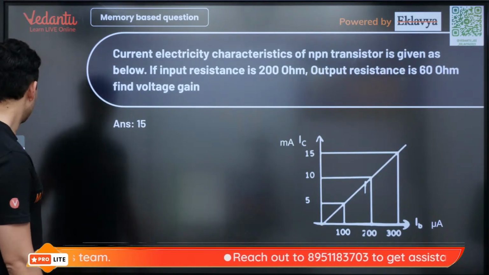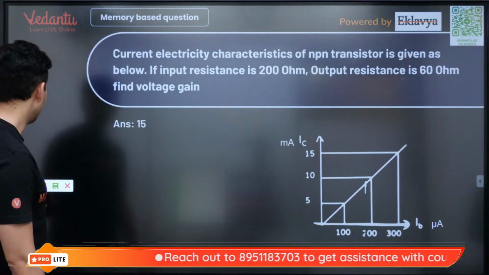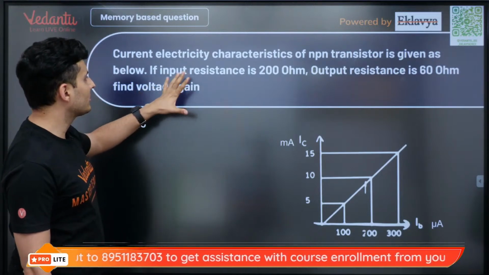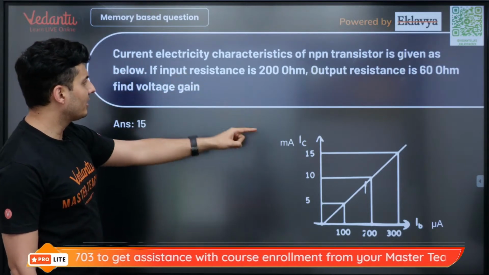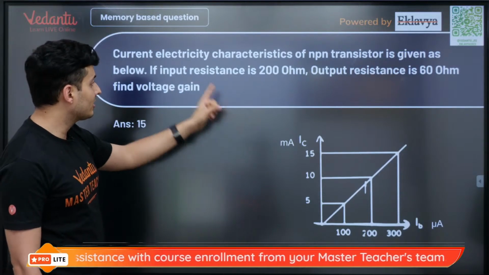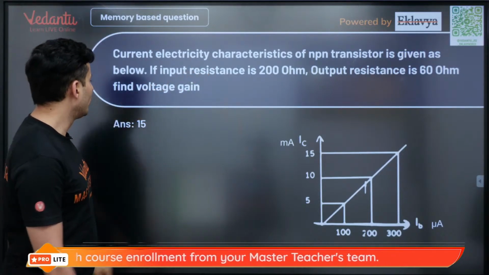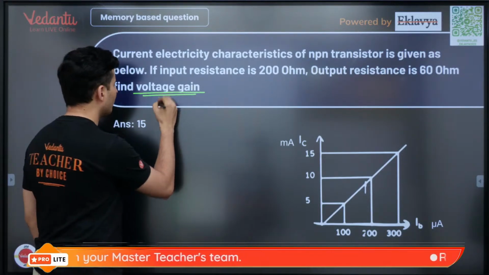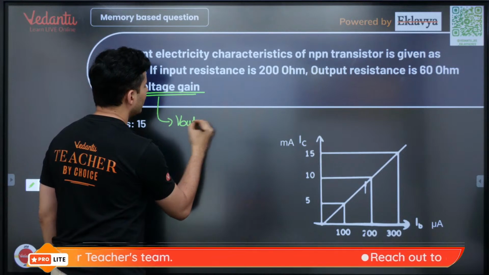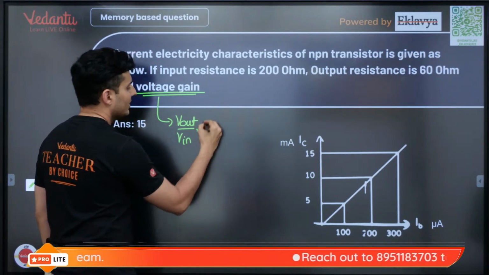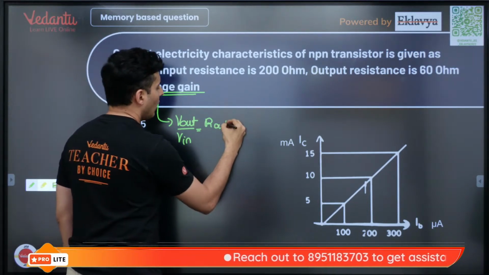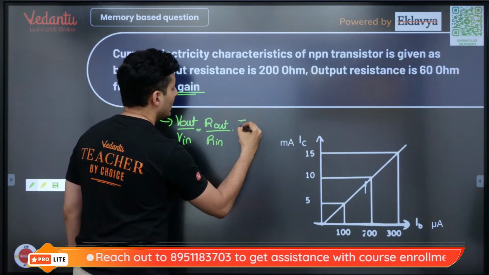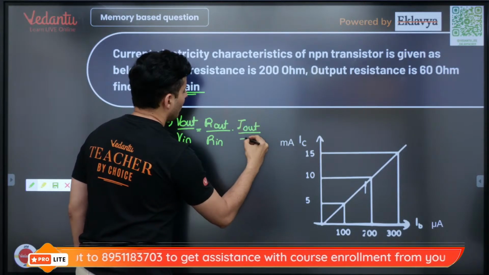Okay, this was a question on semiconductor devices, that is your transistor. Output resistance and input resistance are given, and the IC versus IV graph is given. What is the voltage gain? The moment voltage gain comes, a lot of people get scared, but actually it's very simple. It is nothing but the output voltage by the input voltage, and V is IR, so it is output resistance by input resistance into output current by input current.